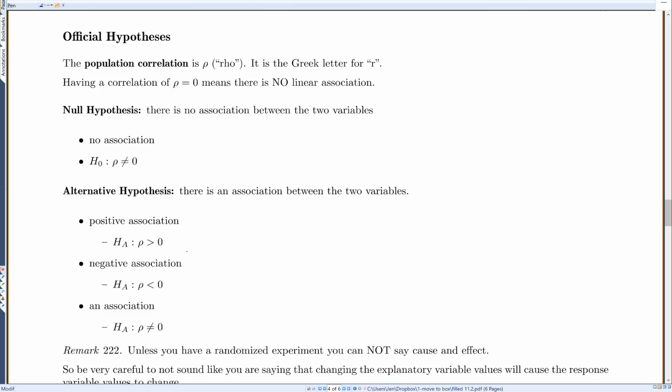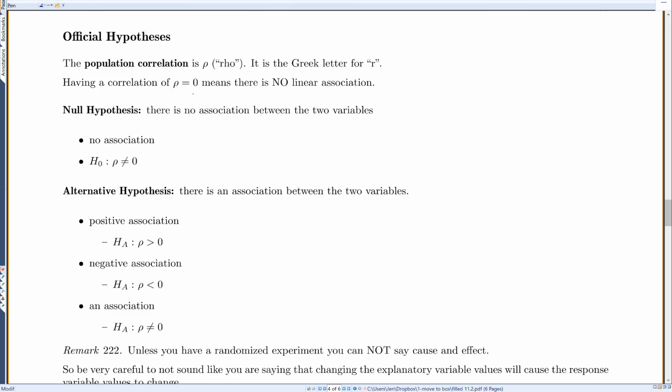So now that we've done the work, let's talk about what the official hypotheses would be. Our population correlation is rho. I know it looks like a P, but it's called rho. It's the Greek letter for R, which is why they picked that one instead of a fancy looking R, because it actually is the Greek letter for R.